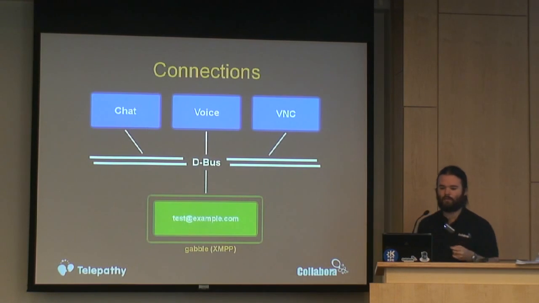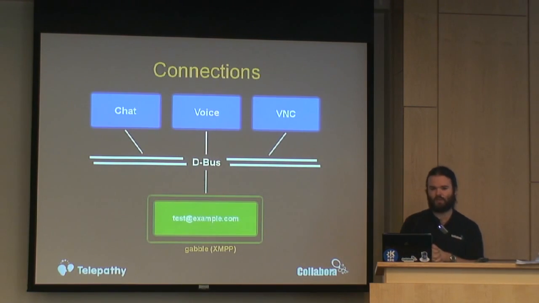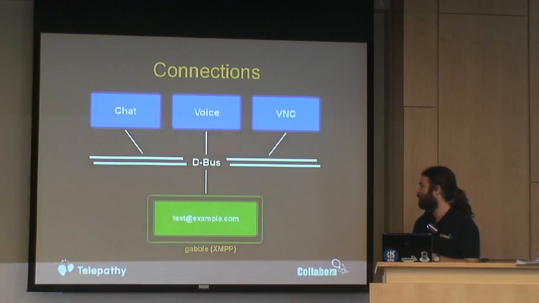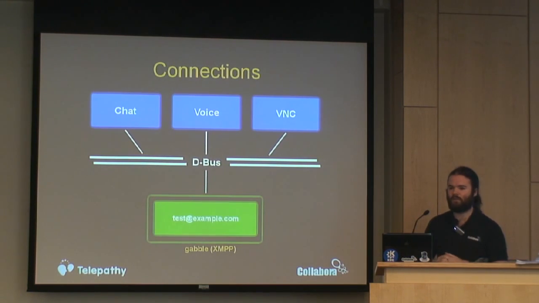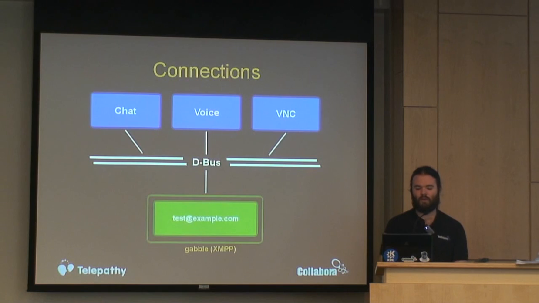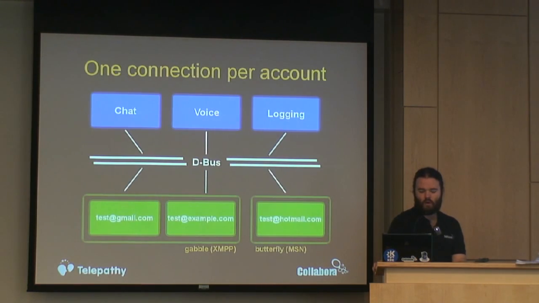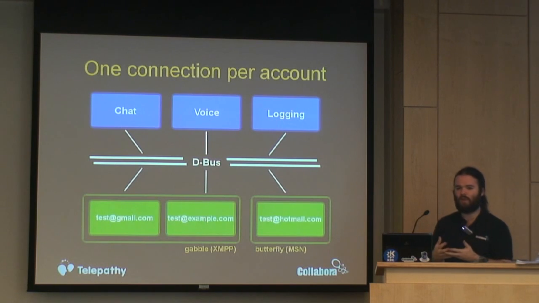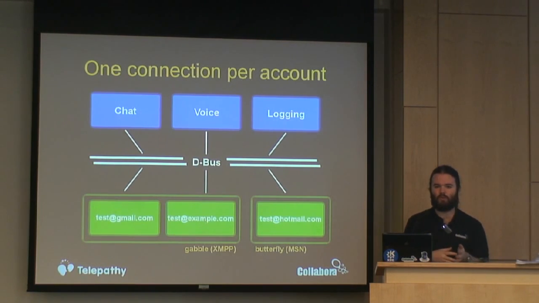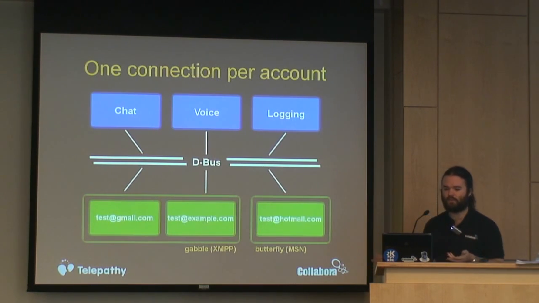So for the connections, you have this connection manager. The green box is an actual process. It offers over dbus different services like chat, voice, even something like VNC that could run over the instant messaging server. So the idea is that each account has its own connection manager. So if you have 3 Jabber accounts, you're going to have 3 processes.